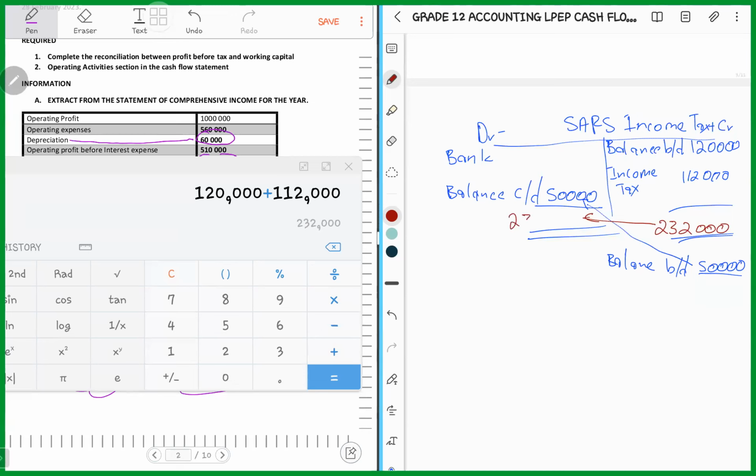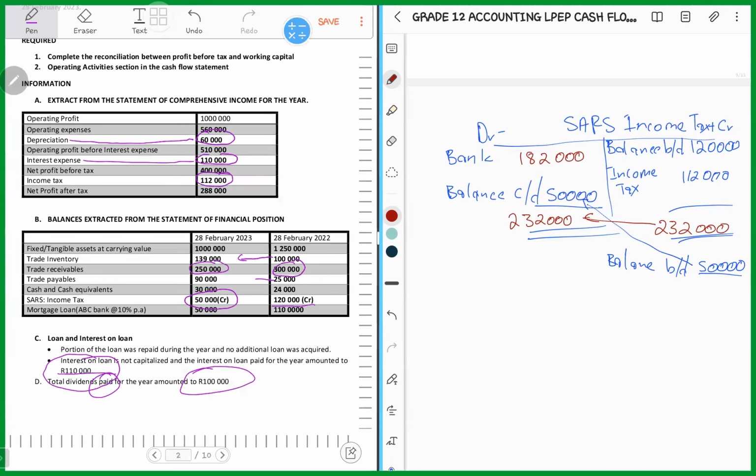232,000. Now we have the total debit side. We have the balance carried down. So what we're going to do, we're going to take the 232,000 and subtract the 50,000, and that'll give us the income tax paid for the year, which is 182,000. Okay, that is the first strategy that you can use to calculate the income tax paid.